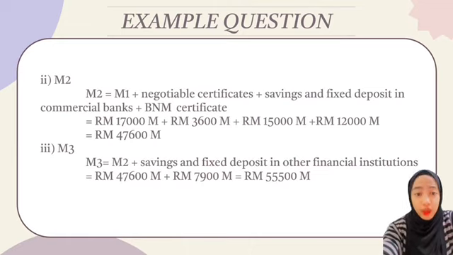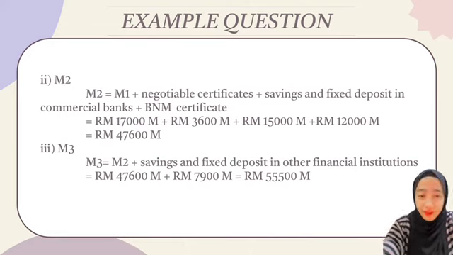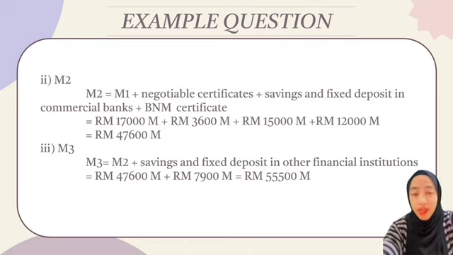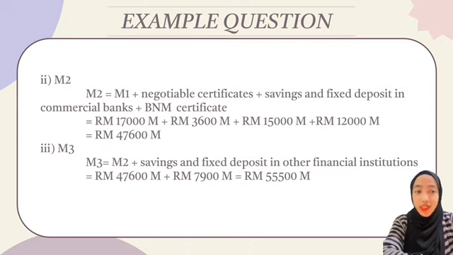Next, untuk kita kira M2. Formula untuk M2 ialah M1 plus negotiable certificate tambah saving and fixed deposit in commercial bank and plus Bank Negara Malaysia certificate. So, 17,000 tambah 3,600 tambah 15,000 dan tambah 12,000. So, kita akan dapat 47,600. Kita nak kira M3. Formula untuk M3 ialah M2 plus saving and deposit in other financial institution. So, 47,600 tambah dengan 7,900. So, kita akan dapat 55,500 untuk M3.